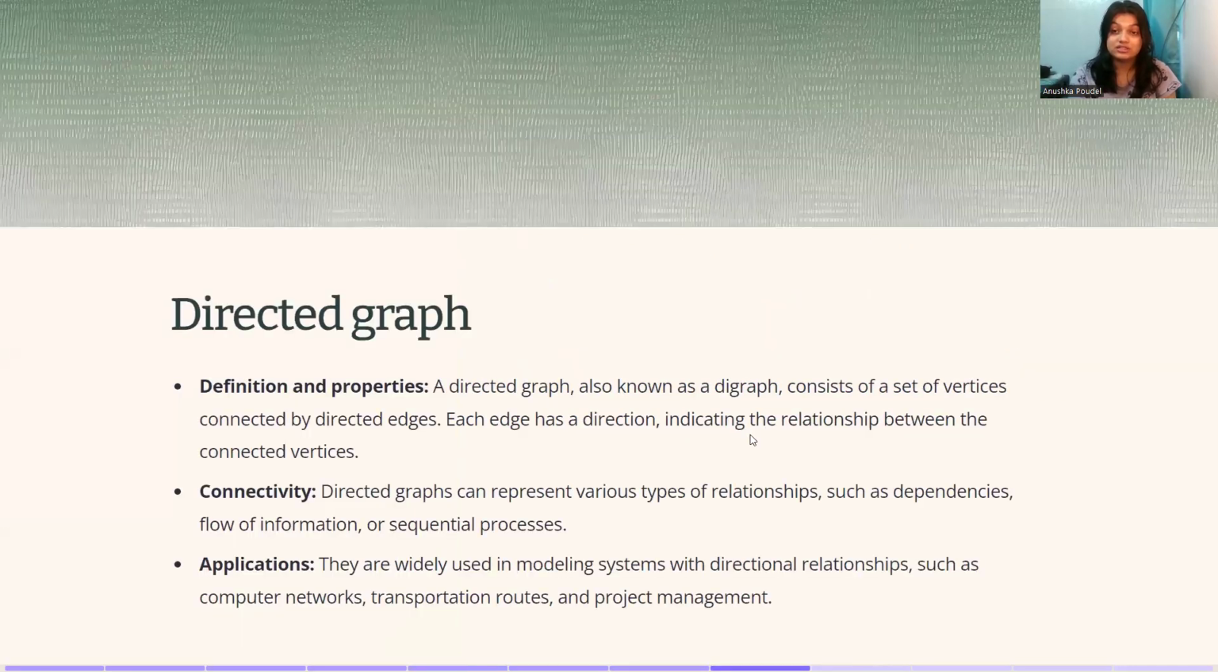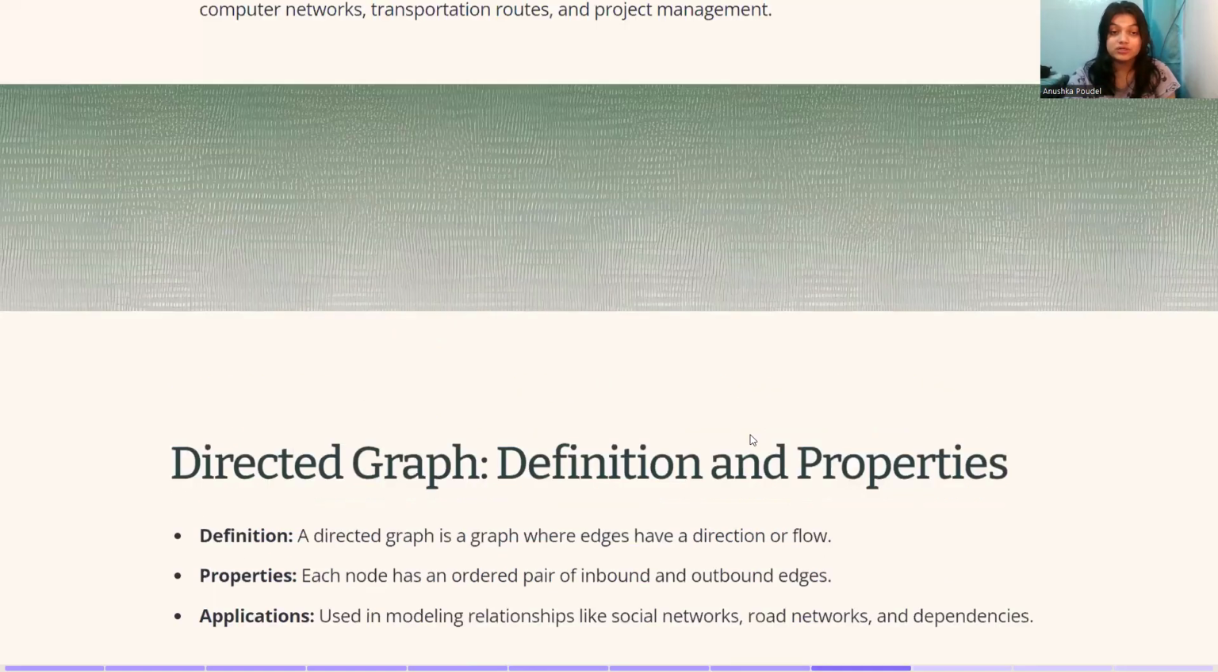Let's understand what a directed graph is. Definition and its properties: a directed graph, also known as a digraph, consists of a set of vertices connected by directed edges. Each edge has a direction indicating the relation between the connected vertices. A directed graph can represent various types of relationships such as dependency, flow of information, or sequential processes. Applications: it is widely used in modeling systems with directional relationships such as computer networks, transportation routes, and project management.